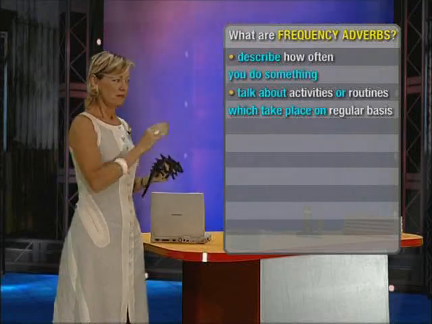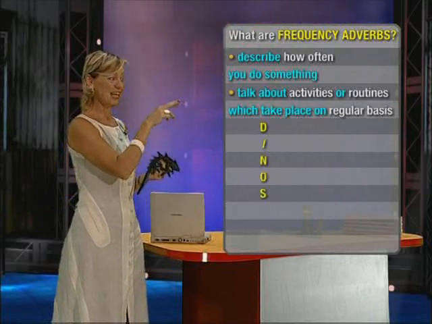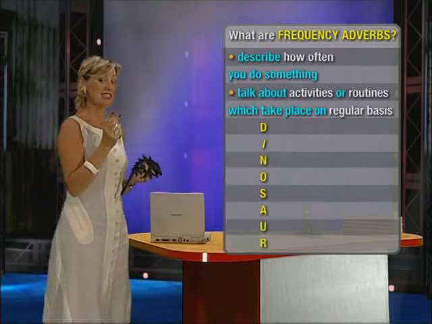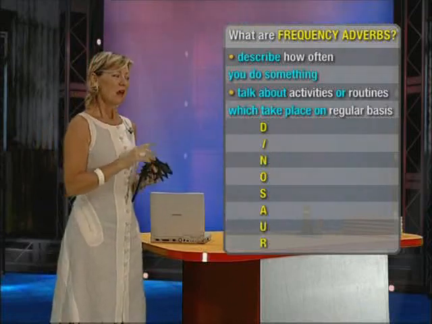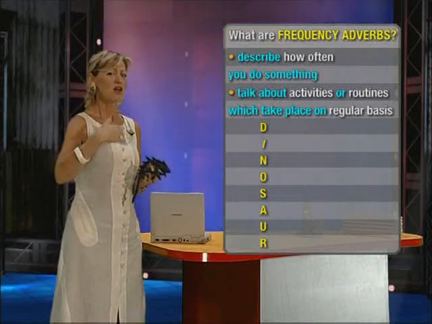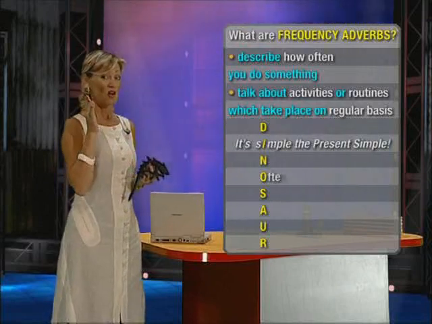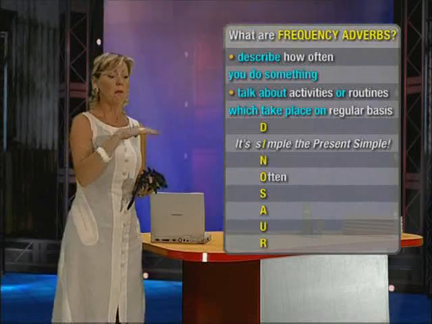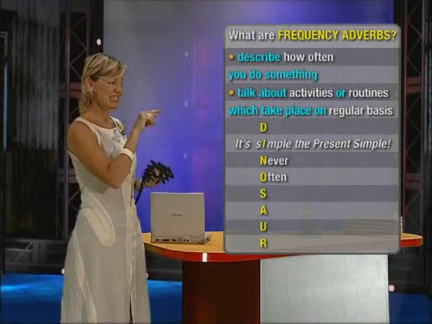Dinosaur. Look at the screen. We have D-I-N-O-S-A-U-R. Now, these letters represent a frequency adverb. Let's see if you can find them. What do you think O is? When you do something a lot. Yeah, often. O is often. What about N? N is never. Good. N is never.